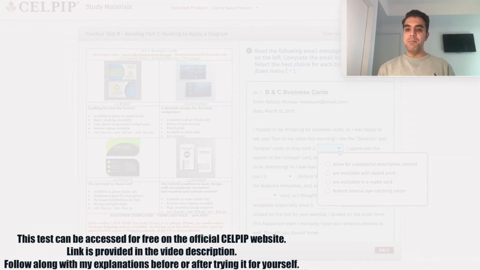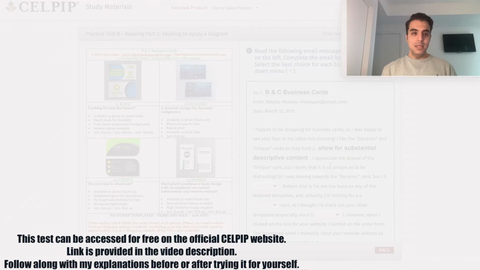Are available in matte card. Now look, both say available in glossy finish only, so that can't be right. And then finally, feature several eye-catching colors. Now, several colors. The dynamic card is only in black and blue. So you can see, we can reject the other options and finalize our answer. In this case, number 2, the answer is A, the descriptive content. All right, let's move on.